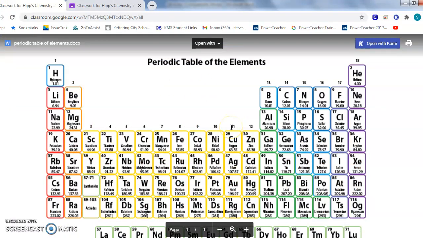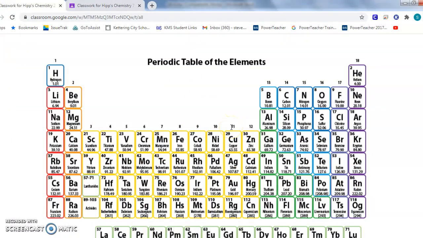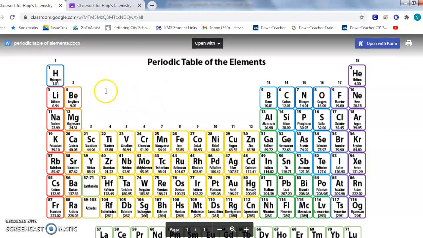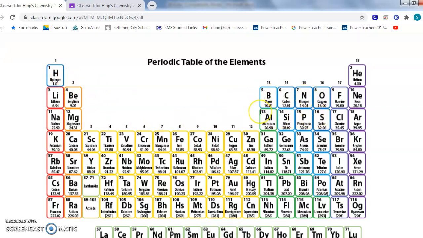Here we have a periodic table of elements. You'll need your periodic table of elements handy in Unit 3B. As a reminder, your periodic table of elements is in the class information section on Google Classroom. On this particular periodic table, the atomic number is listed in the upper left-hand corner of these boxes. It is always a whole number because an atom cannot have part of a proton. And that number tells you the number of protons an atom has to qualify as a particular element.